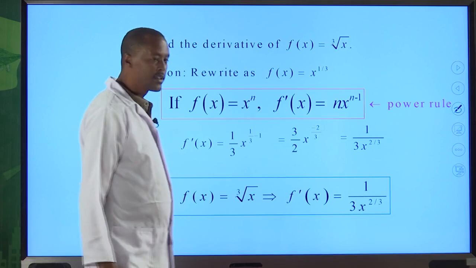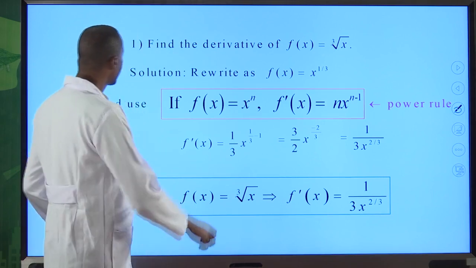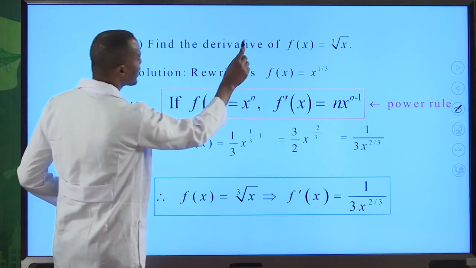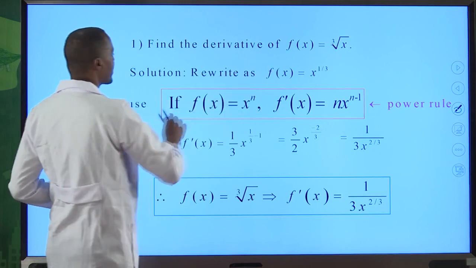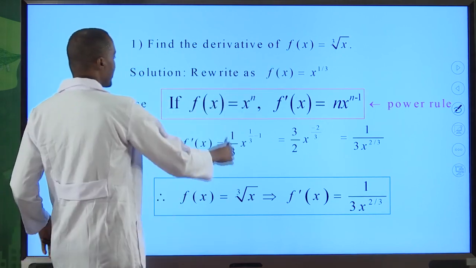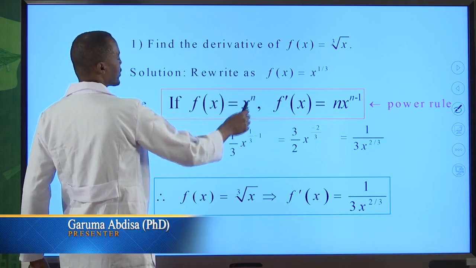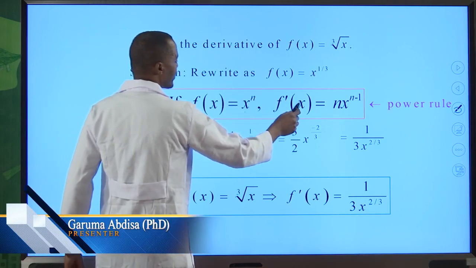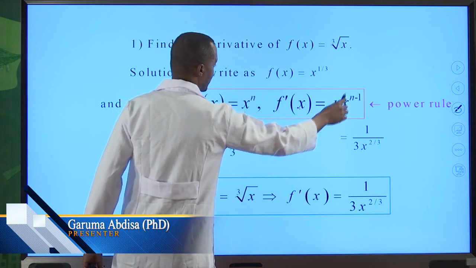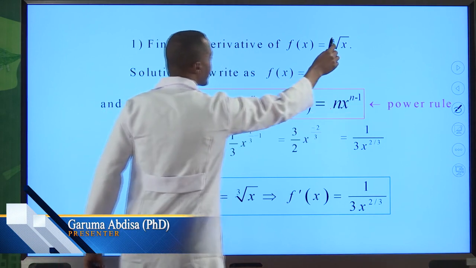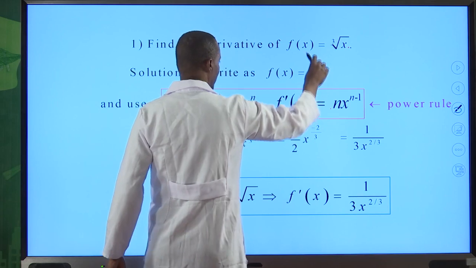Okay, the time is over. Now let us do the problem together. The problem says find the derivative of f of x is equal to the third root of x. Directly applying the formula for any power function, f of x is equal to x to the power n, that is, f derivative of x is n times x to the power of n minus 1. The third root of x is x to the power of 1/3.